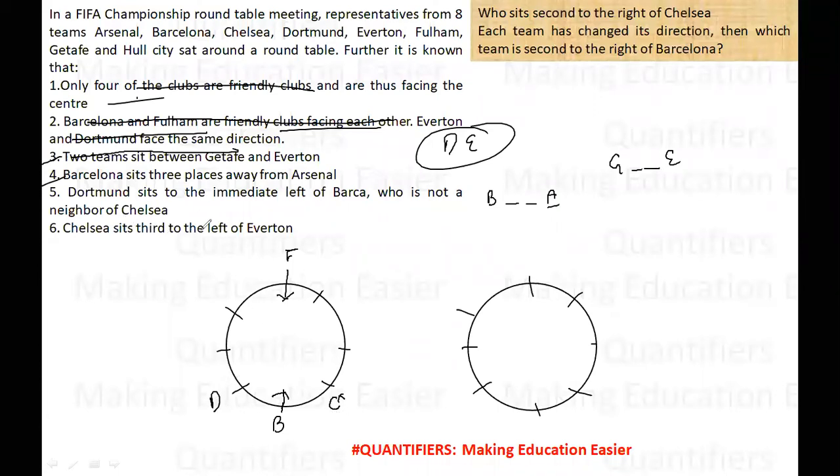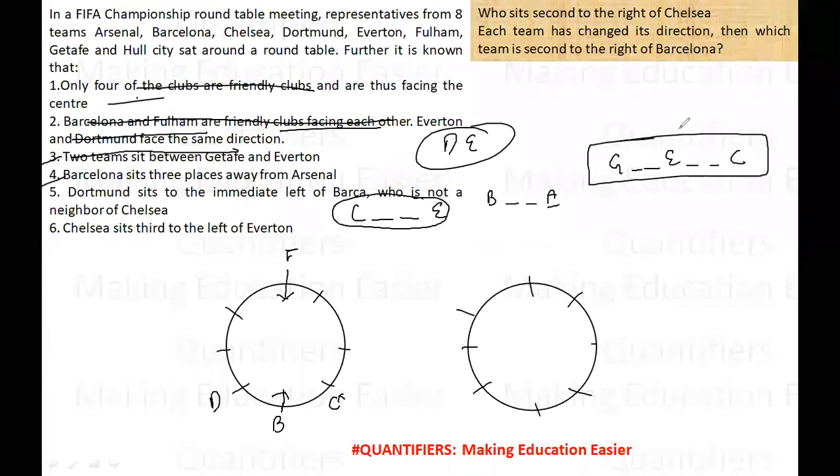Chelsea sits third to the left of Everton, whichever direction Everton is sitting. I know for sure that there are 2 teams between Chelsea and Everton. So I can conclude this: G, space, E, space, C. Now my first and foremost task should be to set E, because I will get many ideas from this. Let's see where I can place E.